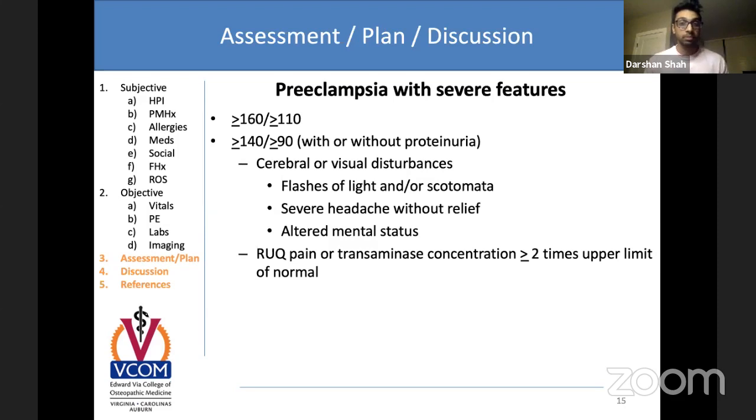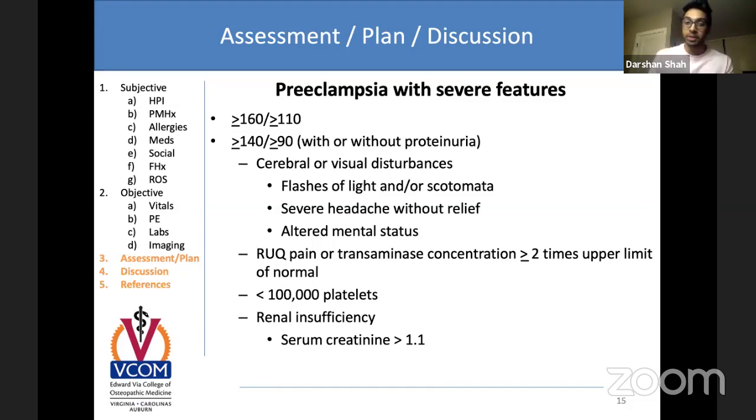Or what you can also see in patients with severe features is right upper quadrant pain, right? Because that's where your liver is, or transaminase concentration. So that's like your ALT or AST, greater than 2 times the upper limit of normal. So probably around like 60 or 70 or 80. And she was around 16 and 17. Or another severe feature would be less than 100,000 platelets. She was normal at around 250.